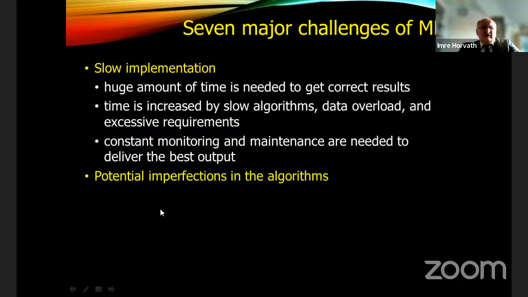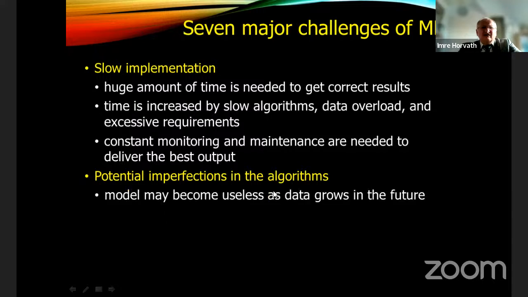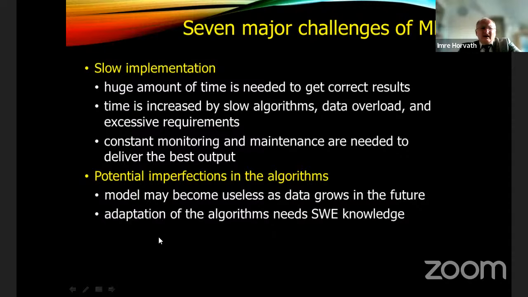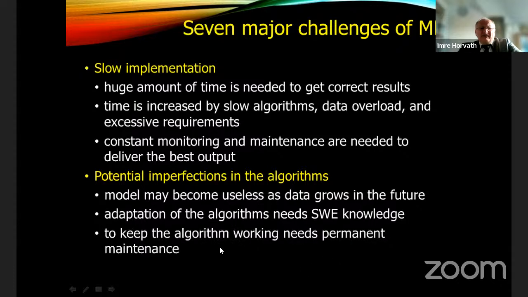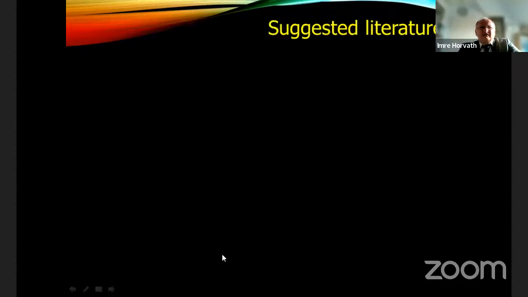And then the last one is the potential imperfections in the algorithms, because not only the data, but also the mechanisms and the algorithms can be erroneous. So we have to consider that the model may become useless as the data grows in the future, because algorithms will not be able to select the needed data and process them properly. And adaptation of the algorithm needs software engineering knowledge, obviously, and the algorithms need to be continuously updated, which, on the other hand, needs permanent maintenance.